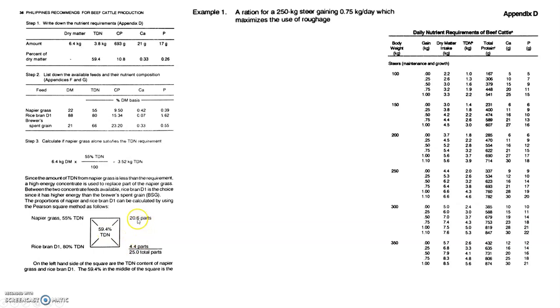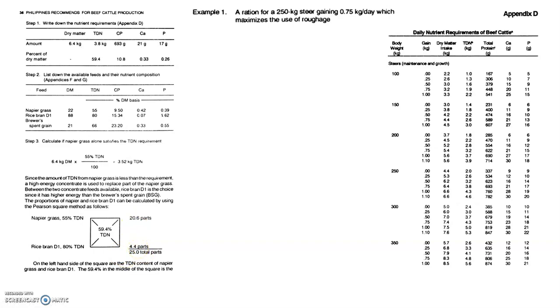So, in this case, 20.6 parts tas 4.4 parts yung ating na-compute. Kasi inaalam natin dito sa Pearson, ilang part ng total ration dapat ay Napier at ilang part ng total ration ay rice bran na masasatisfy itong 59.4 na total digestible nutrient. So in this case, meron na tayong calculation dito. Ang gagawin lang natin ay ito total natin to. So 20.6 plus 4.4 equals 25.0 total parts.